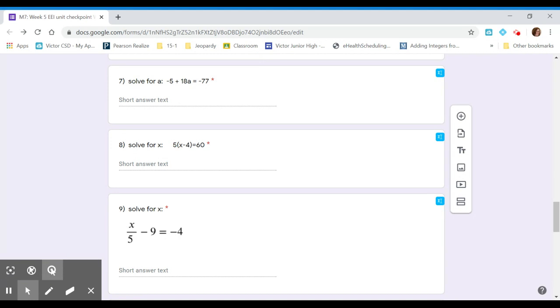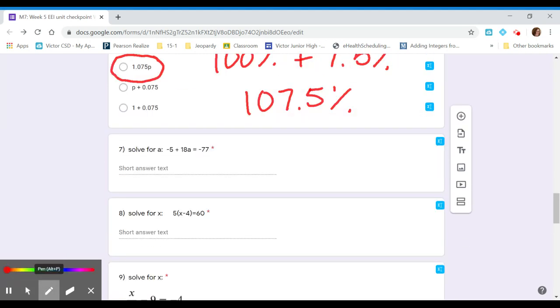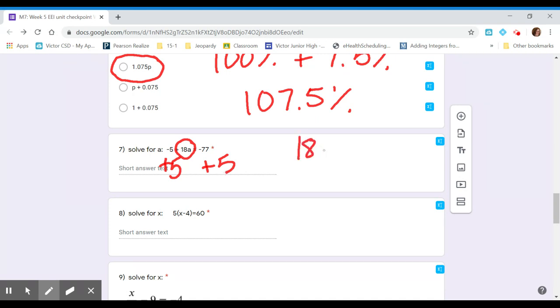When we solve the equation in number 7, we want to isolate the variable. So we need to add 5 to both sides first. So that would be, right over here, that'll give us 18a equals -77 plus 5 is -72. Then we divide both sides by 18 because it's 18a. That means 18 times a. So -72 divided by 18 is -4.